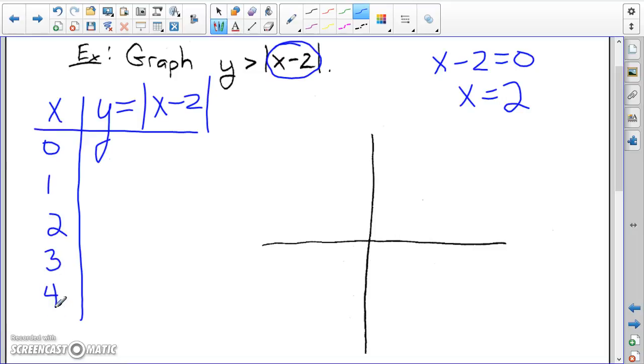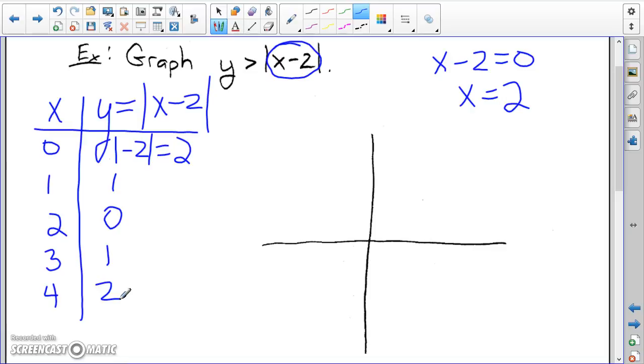If you put 0 in, hopefully you can do this in your head, you get 0 minus 2, which is the absolute value of negative 2, which is 2. So the point 0, 2 will be on our graph. If we plug in 1, it will be the absolute value of negative 1, or 1. If we plug in 2, 2 minus 2 is 0. Plug in 3, 3 minus 2 is 1. And if you plug in 4, 4 minus 2 is 2. So we have to graph those points.